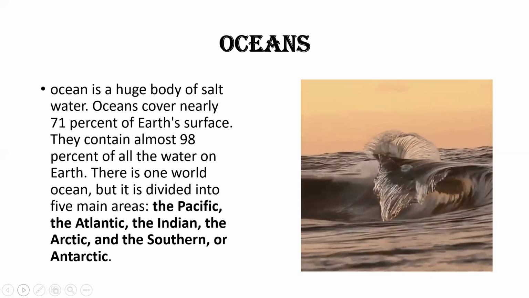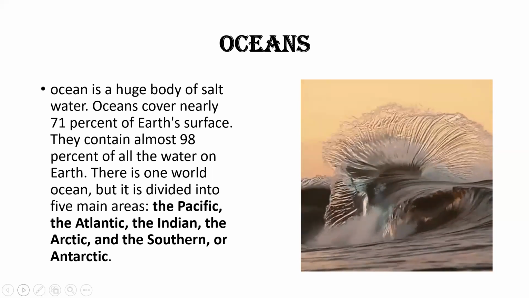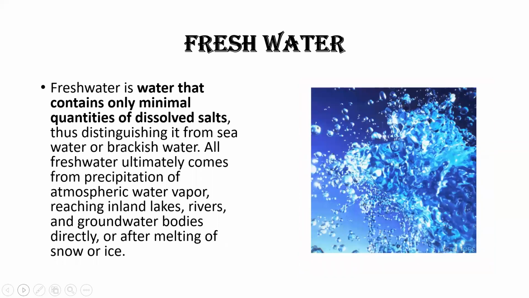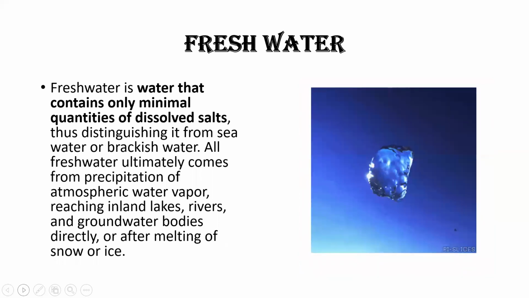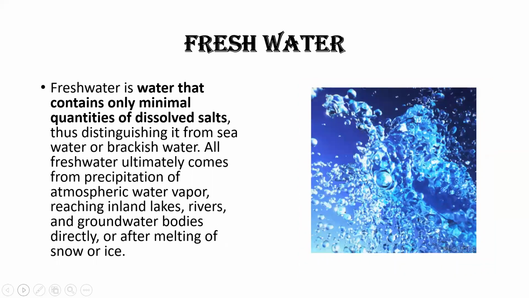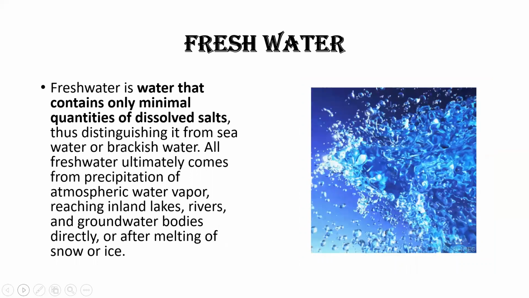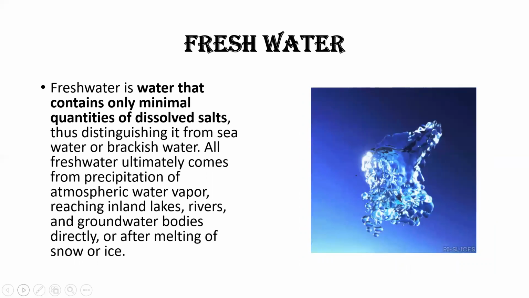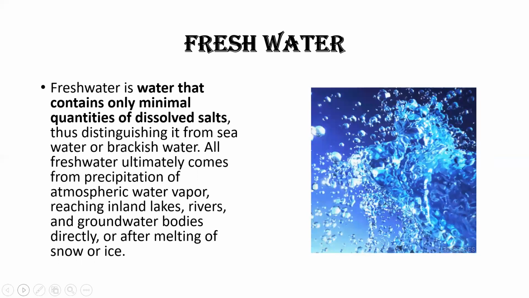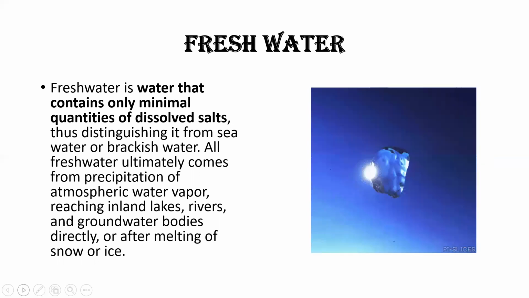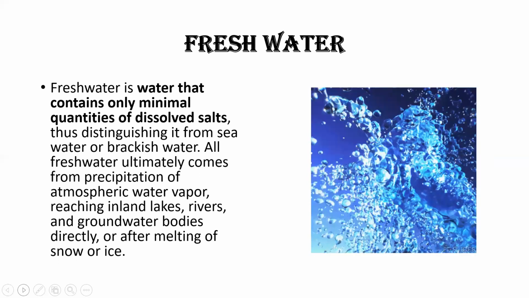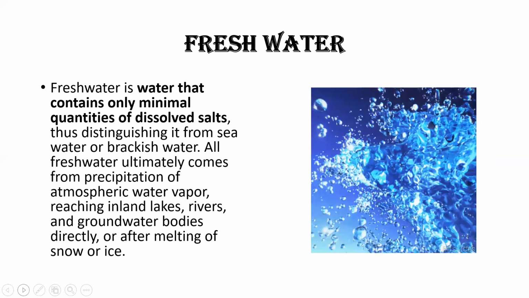Next, coming to the freshwater sources. Freshwaters are rivers, lakes, ponds, etc. In freshwater habitats, fishes, frogs, salamanders live mostly in the freshwater. Frogs and salamanders can live both on land and in water. Thus, they are called amphibians.